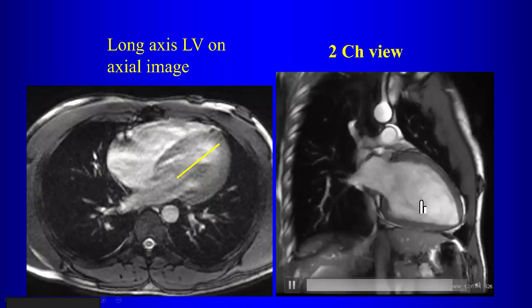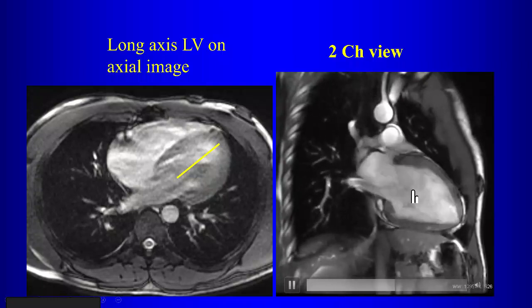May not be exact, but it's close. This is a pretty good, pretty decent two-chamber view. So we start from there. So now we have, excuse me one second.